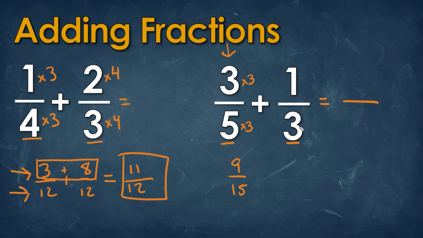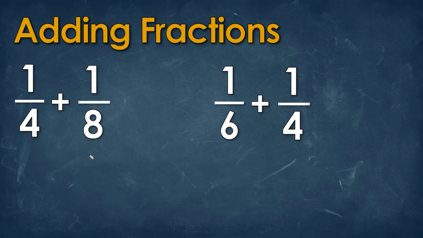Now we have a 3 here, so let's just multiply by the number that's the opposite fraction, which is 5. And if we do that, what we'll end up getting is 5 at the top and 15 at the bottom. Now we have the same denominator, which is 15. And if that's the case, all we have to do is just add the two numerators together. So 9 plus 5 is going to equal 14.